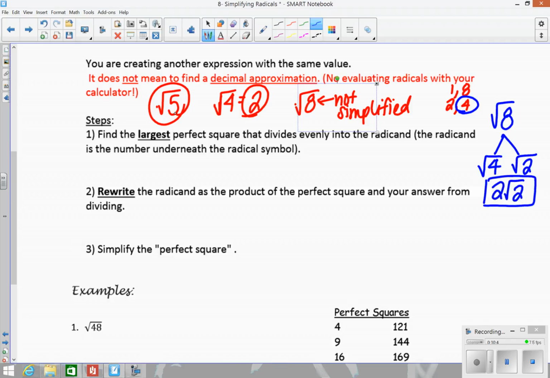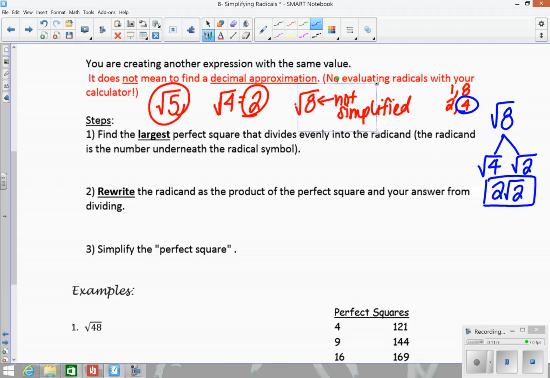Now, if you look at the square root of 5, I said that this is simplified. It's simplified because think about the numbers that go into 5. It's just 1 and 5, and neither of those are perfect squares that we would use to break this down. So that means it's already simplified.